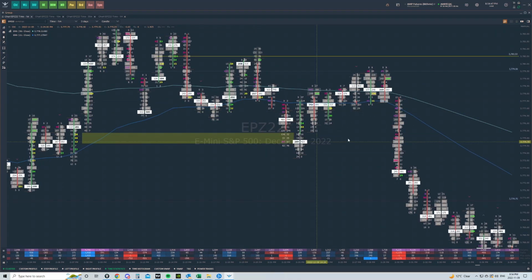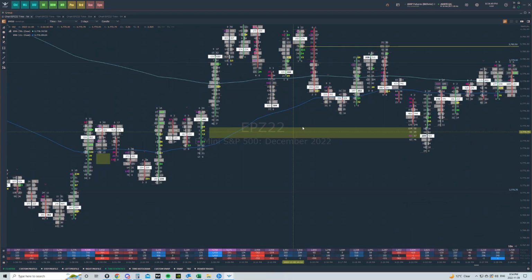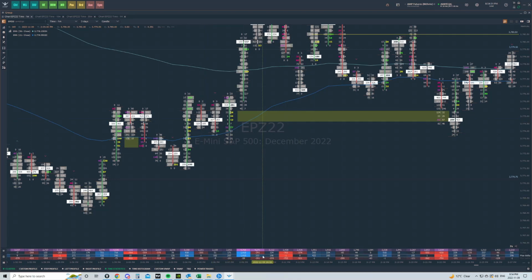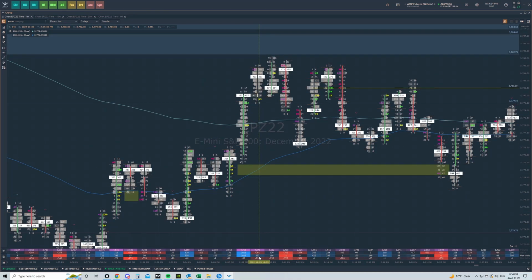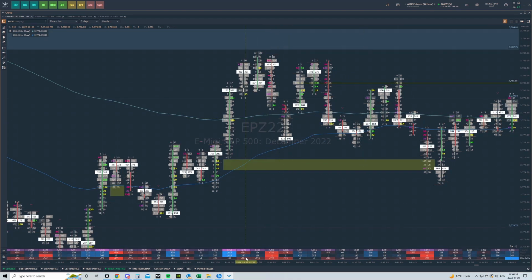Let's go back and see if we can find some more examples of a possible delta rotation on a single print. We'll look at something like this. Even this right here starts perking my interest. A print like this. These numbers are lower, but I'll give you the general idea. If we look at this number right here, 357, that means the max delta was 357. At some point, the aggressive orders to the offer, the buyers, were 357 contracts, let's call it in control.